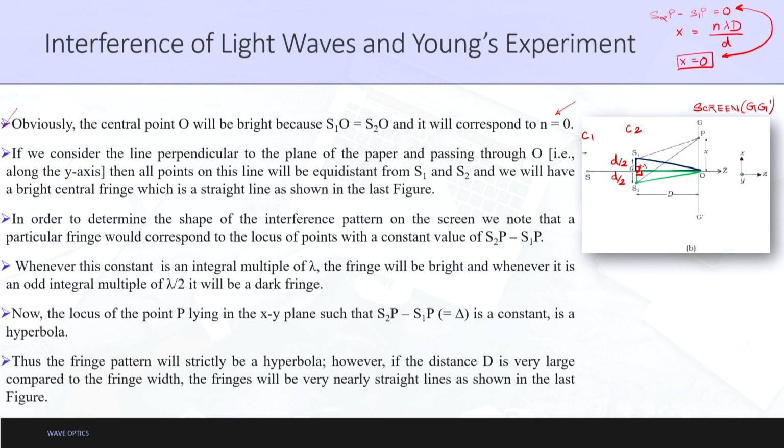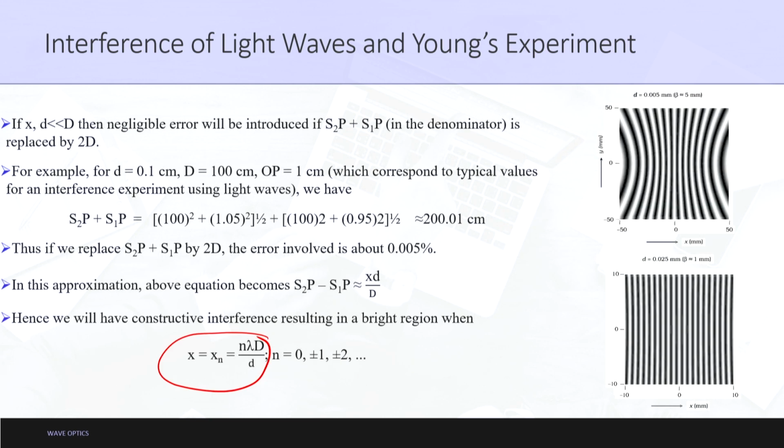Now, if we consider the line perpendicular to the plane of the paper and passing through O, that is along the y axis, let us say this is cardboard C1, this is cardboard C2. What I am trying to explain is that all points on this line will be equidistant from S1 and S2, and we will have a bright central fringe which is a straight line as shown in the last figure.